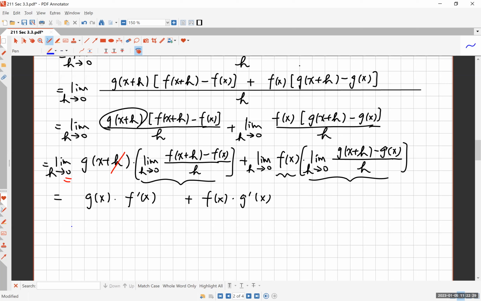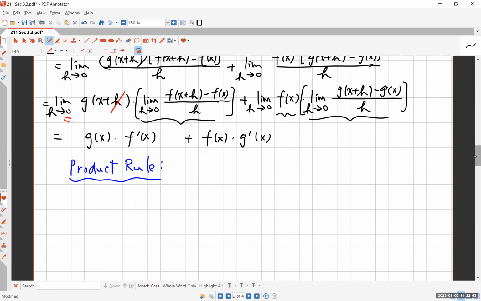All right, so let me go ahead and write this result, and I'll switch things around a little bit. The product rule tells you how to differentiate the product of two functions. The product rule says the derivative of a product is equal to the derivative of the first times the second plus the derivative of the second times the first.